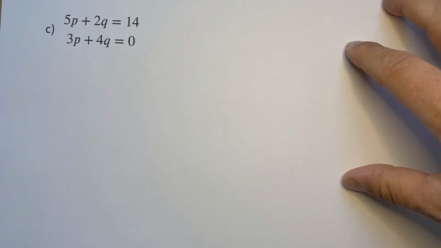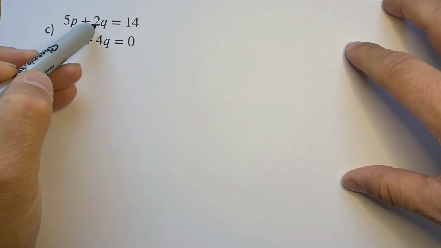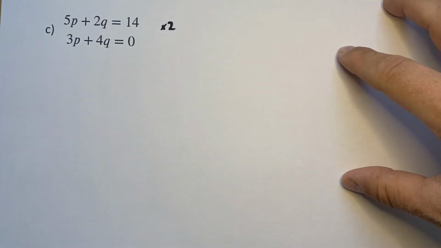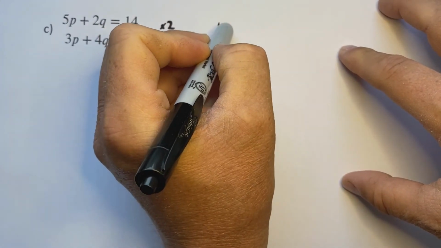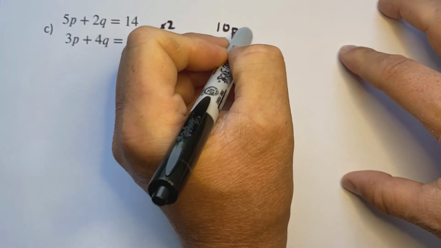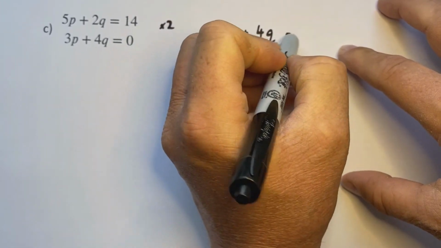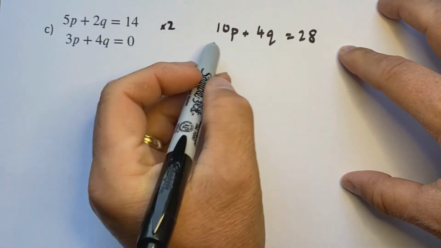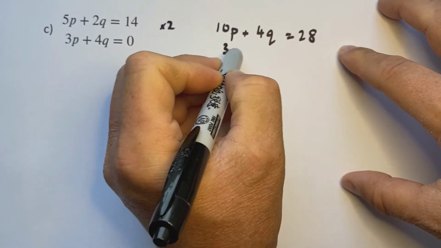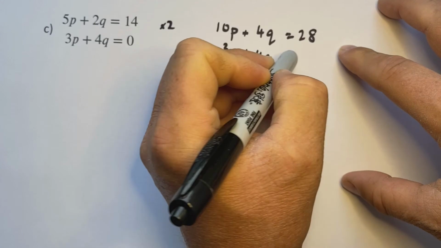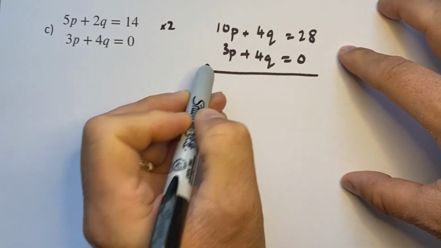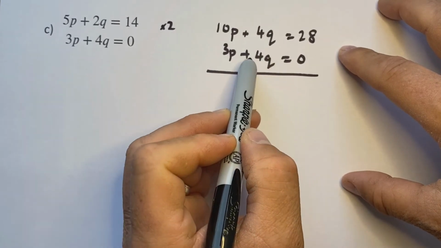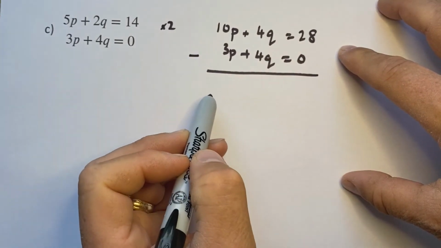So again, I can make that 2q the same as that by timesing it by 2. So if I times that top equation by 2, I end up with 10p, plus 4q equals, and times by 2, 28. The second equation we do not need to alter because that already says 4q. And as pointed out with previous ones, positive 4q, so we subtract.